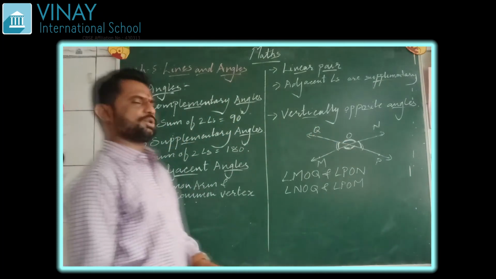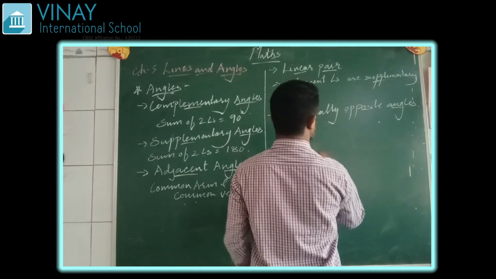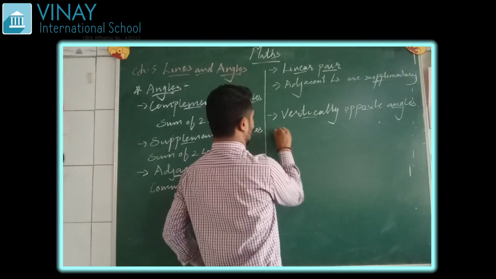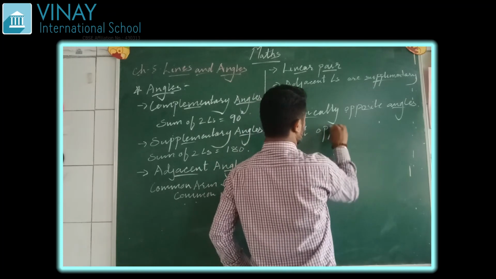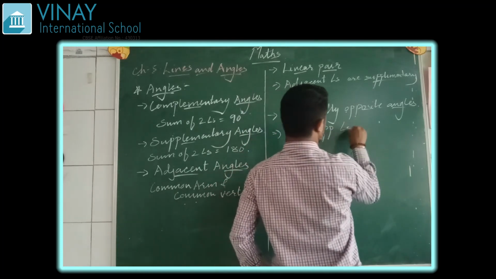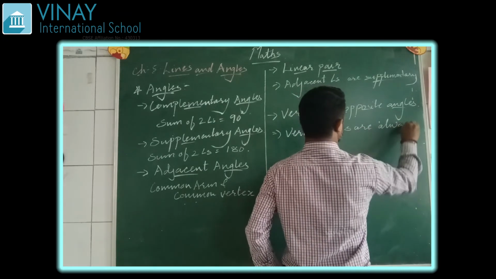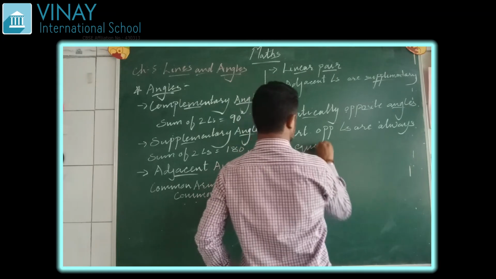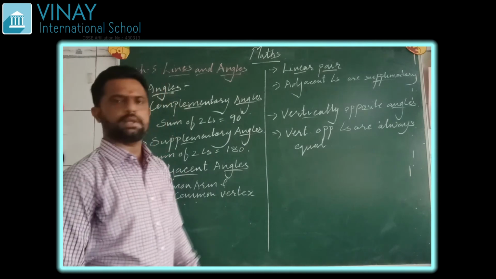In vertically opposite angles, we should always remember that vertically opposite angles are always equal. Vertically opposite angles are always equal.